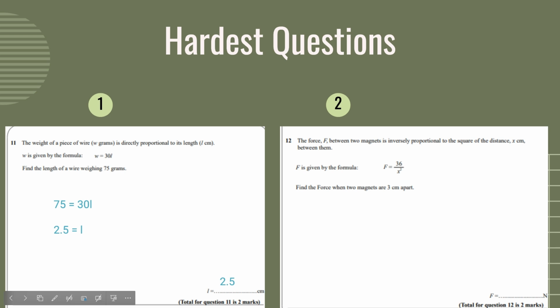In our second question, the force, given as F, between two magnets is inversely proportional to the square of the distance, x centimetres, between them. F is given by the formula F equals 36 divided by x squared. Find the force when two magnets are 3 centimetres apart. So, 3 centimetres apart means x equals 3. So that means F equals 36 divided by 3 squared, meaning F equals 36 divided by 9. And 36 divided by 9 is 4, so F equals 4. So our final answer is F equals 4 newtons.